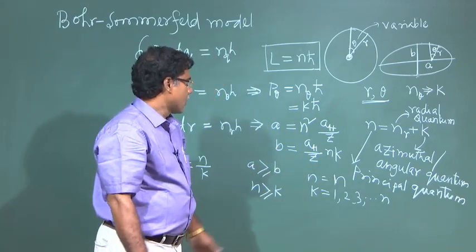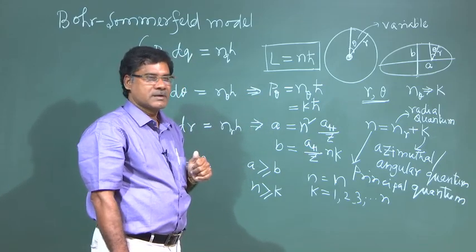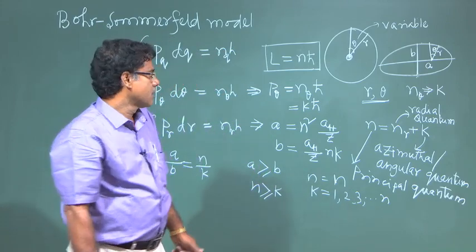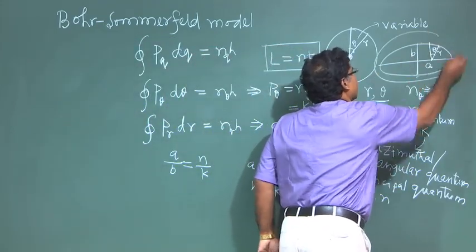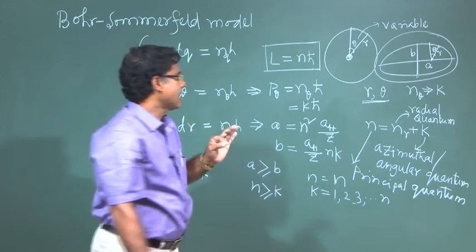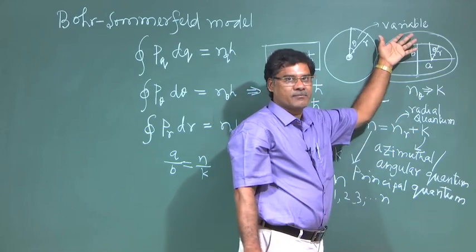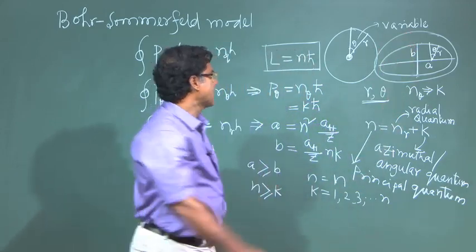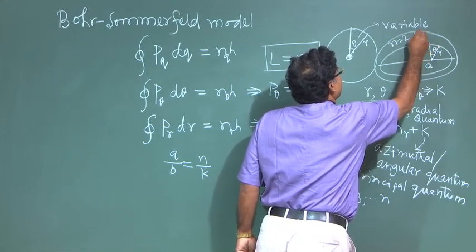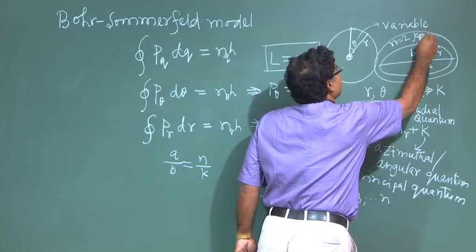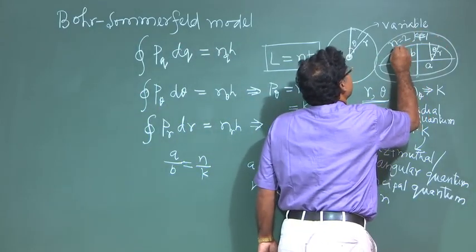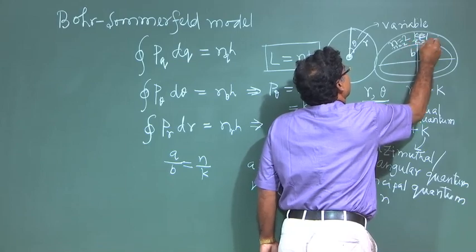And for that n value, say n equal to 1, n equal to 2, so then there will be 2 k values, 1 and 2. Again for n equal to 2, whatever the other elliptical path, that will have a suborbit for a different k value. So for n equal to 2, we will get k equal to 1, which represents one suborbit, and another suborbit will be n equal to 2, k equal to 2. Okay.